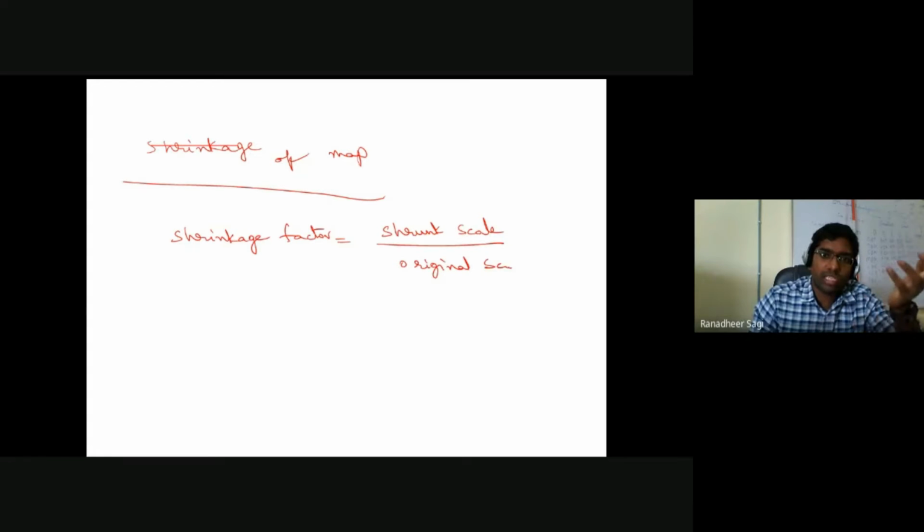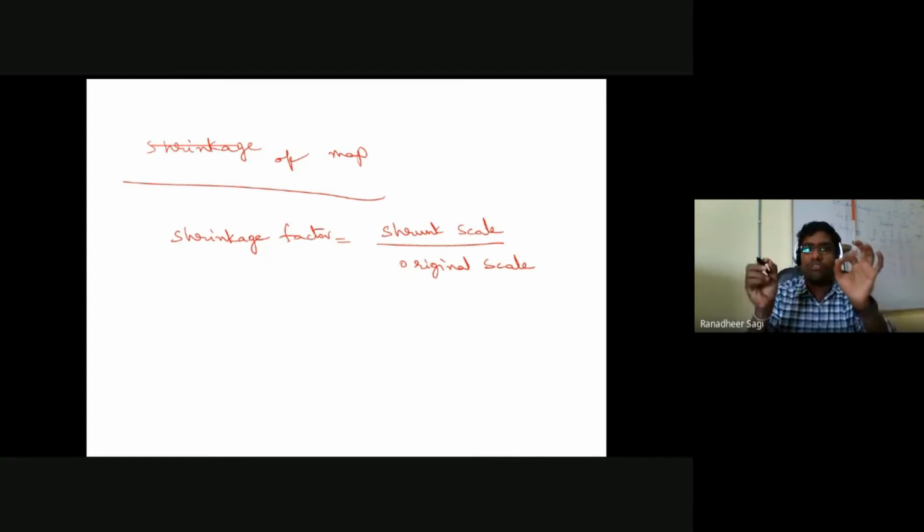certain factors like the shrinkage factor. Okay, this shrinkage factor is nothing but we can write it as shrunk scale divided by the original scale. So what was supposed to be the original scale? Suppose the original scale was supposed to be of dimension 1.6 centimeter, but my shrunk scale was showing me only a dimension of 1.55 centimeter. So accordingly, I can calculate my shrinkage factor.